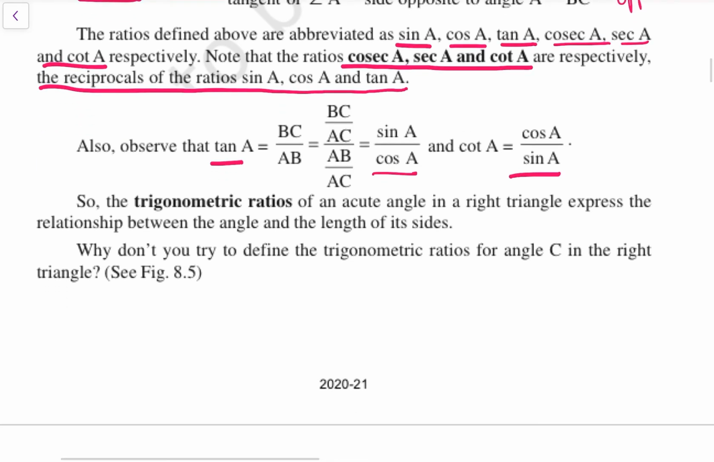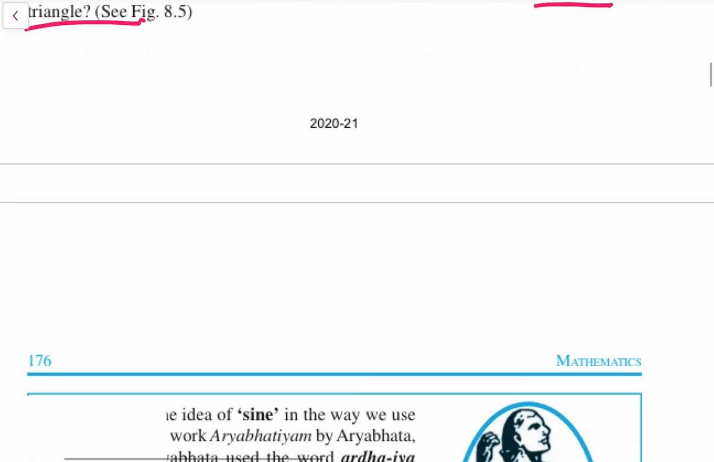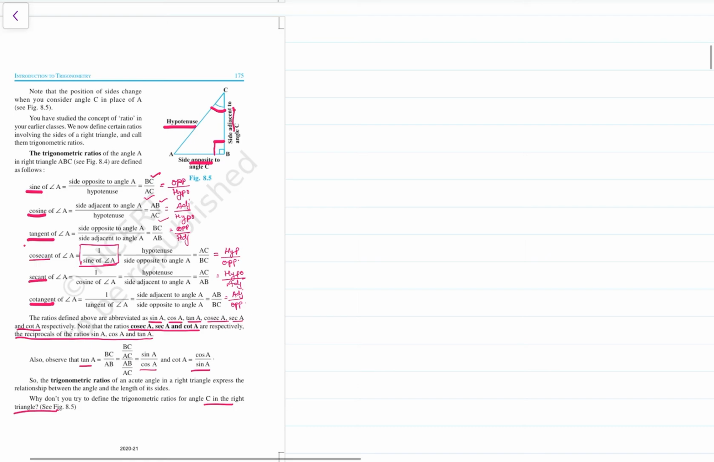So the trigonometric ratios of an acute angle in a right angle triangle express the relation between the angle and the length of its sides. Why don't you try to find the trigonometric ratios of angle C in the right angle triangle? You will be easily able to find these ratios.